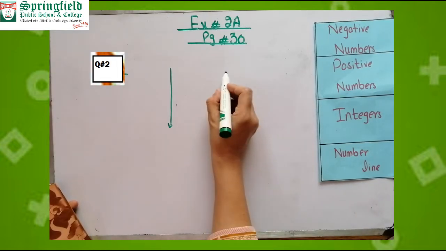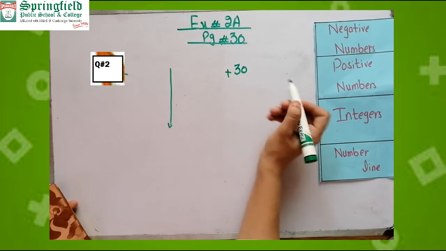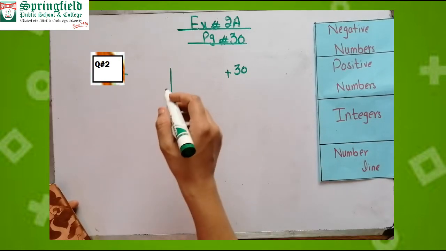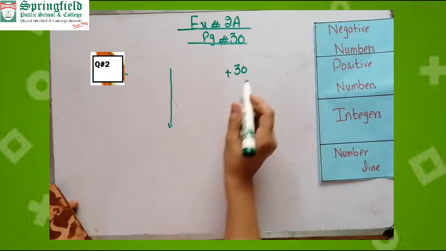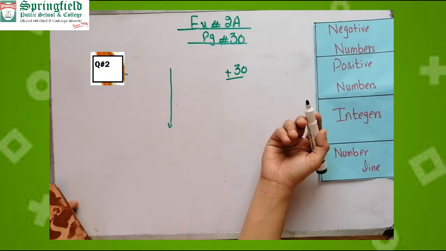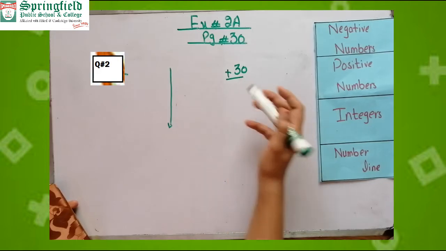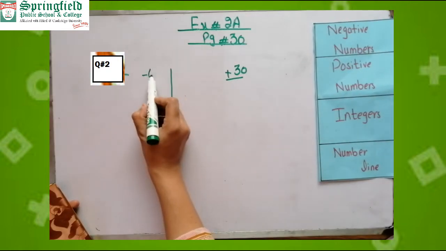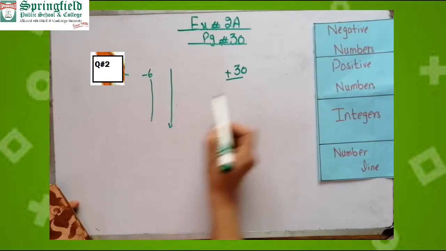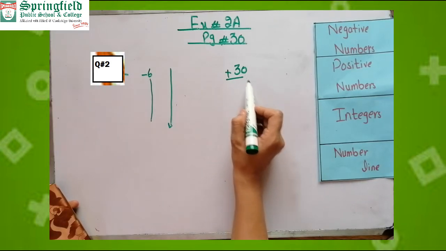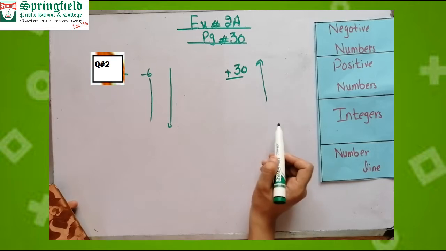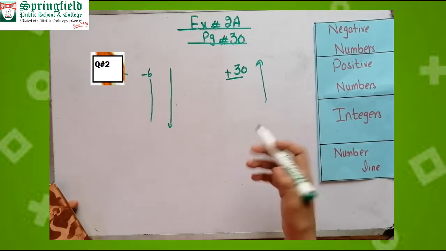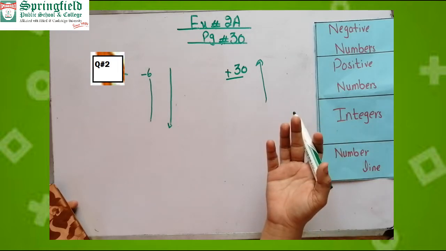So then plus 30 represents what? As the minus sign shows below sea level, then what will the plus sign show? Plus sign means above sea level. Minus 6 represents below, then the plus sign will show above. Understood beta? So plus 30 represents 30 meter above sea level.